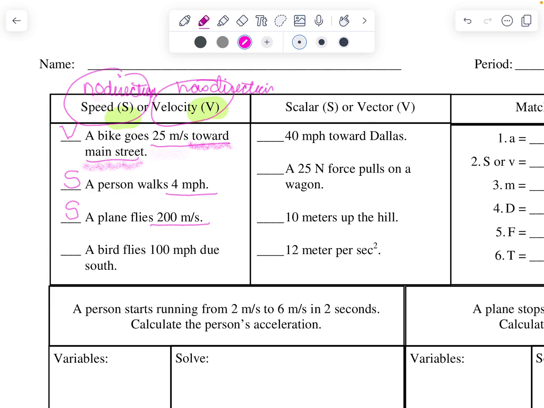And a bird flies 100, well, we'll go miles per hour, due south. The due south is a direction. That would mean that would be a vector quantity.